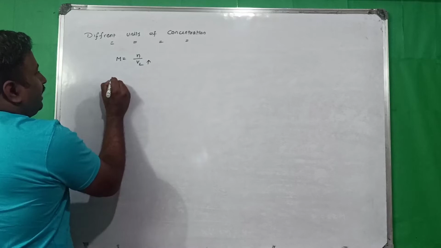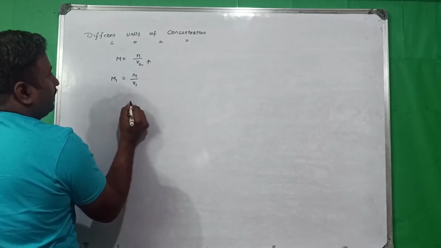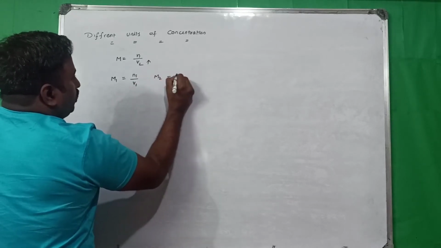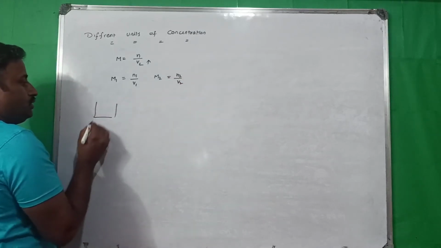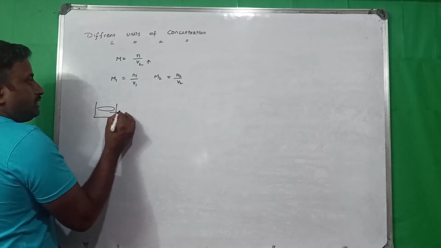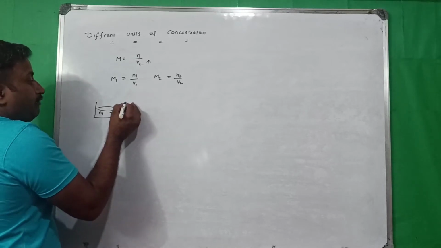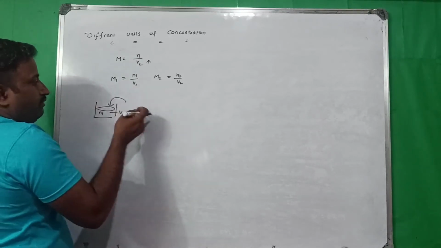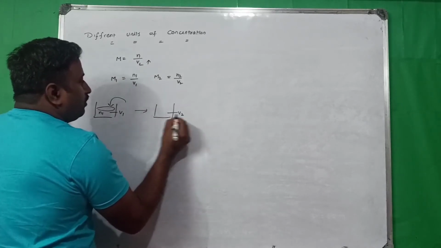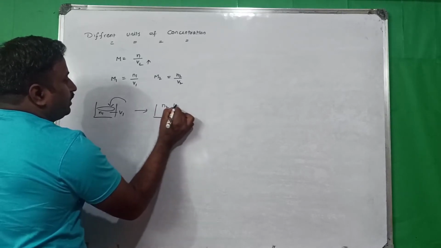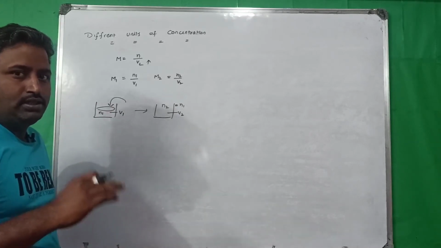We can write M1 is equal to N1 upon V1 in liters. M2 is equal to N2 upon V2 in liters. We have taken a solution, its volume is V1, and in that number of moles dissolved is N1. Now if you add more solvent, since it is diluted, then we get a new solution of volume V2, but the number of moles N2 is equal to N1 only, because number of moles doesn't change when you add solvent. Solute remains constant.